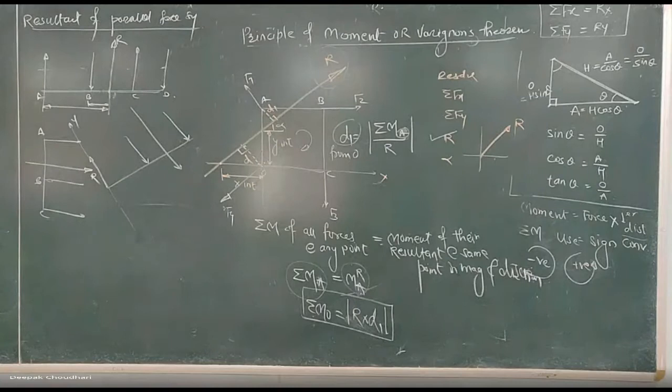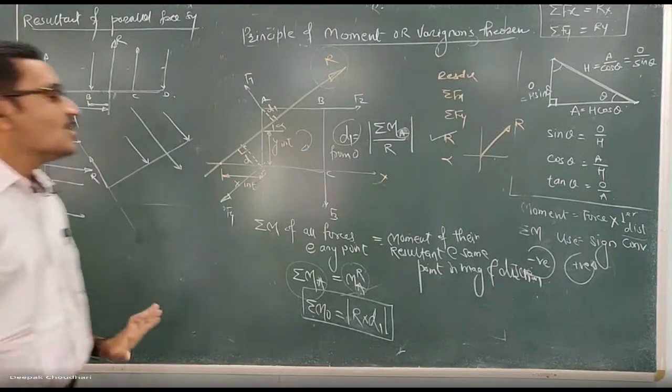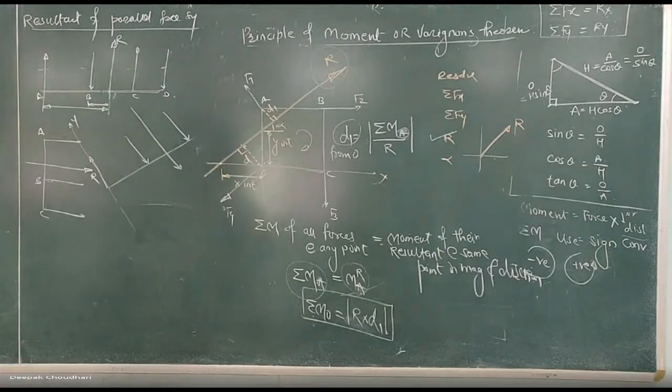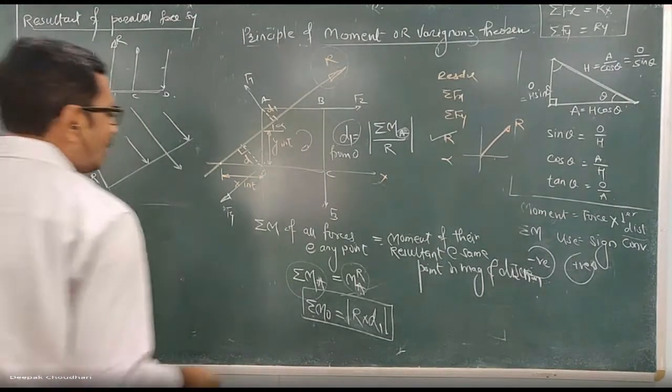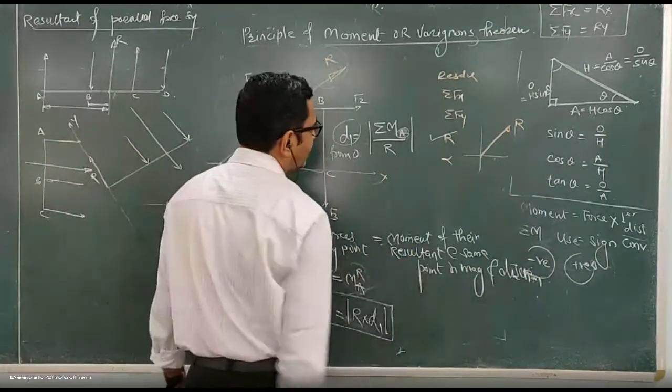Varignon's theorem is used to find the position or perpendicular distance of the resultant with respect to any point in case of a general and parallel force system. In a concurrent force system, it is not needed. And it states that the algebraic summation of the moment of all forces about any point is equal to the moment of the resultant about the same point.